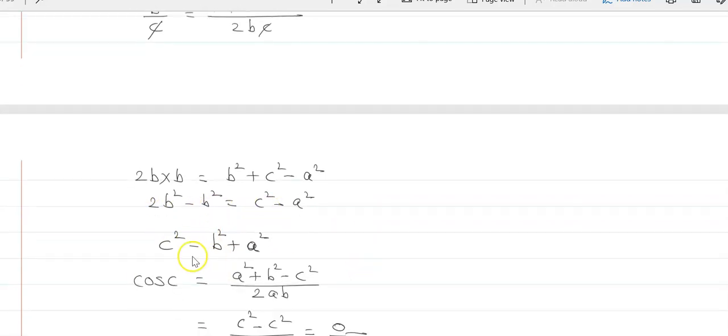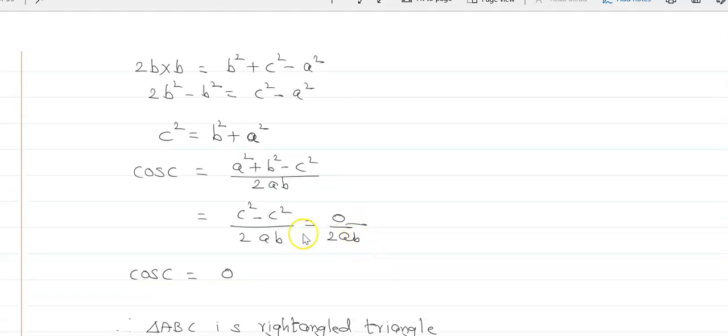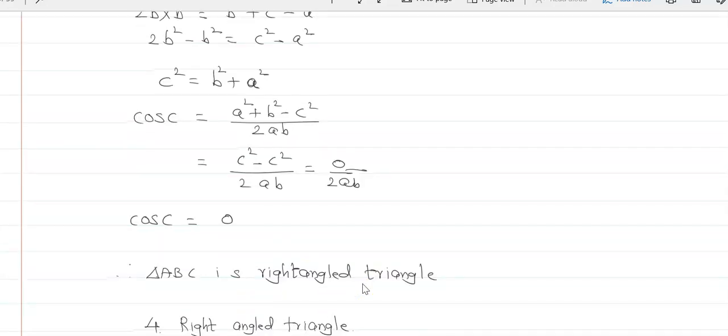Cancellation of the c, then you will get 2b into b, that is 2b square is equal to b square plus c square minus a square. 2b square minus a square is equal to c square minus a square. c square is equal to b square plus a square. Now cos of capital C is equal to a square plus b square minus c square. Substitute the value of a square plus b square, which is c square. c square minus c square is 0. Cos of capital C is equal to 0. Therefore, triangle ABC is a right angle triangle. Hence option 4 is the correct one.